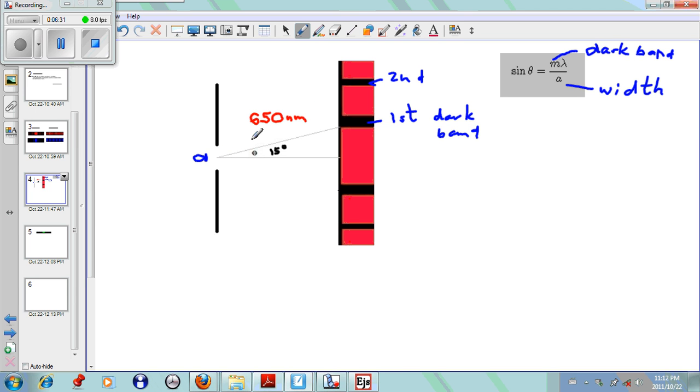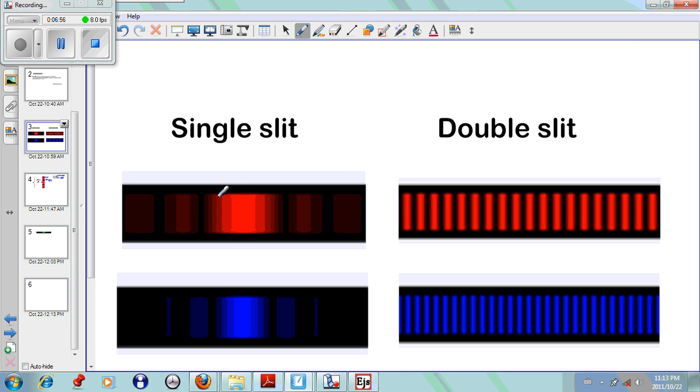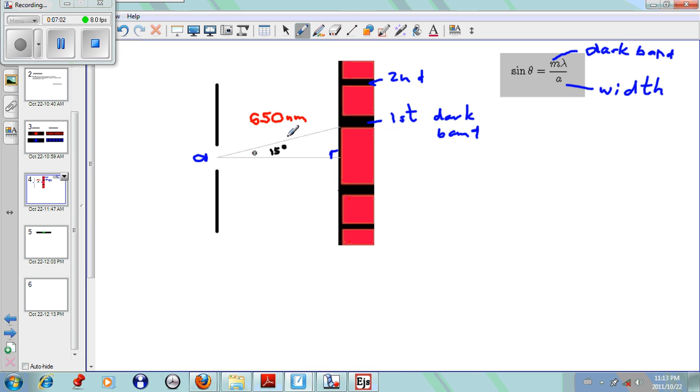Now, if you look at it from the top, we can see that if you draw a line directly straight through, right up to the beginning of the first dark band, we can form this triangle. And this triangle is a right angle triangle, and we can use trigonometry ratios to find how wide the central bright band is. As we saw in the earlier example, the red band is wider than the blue band.